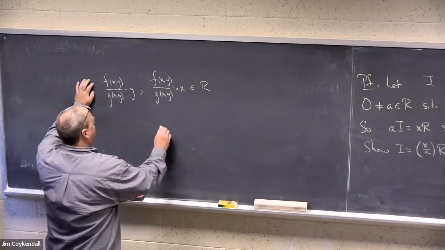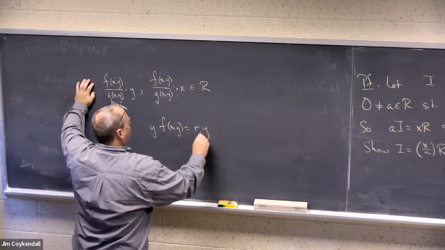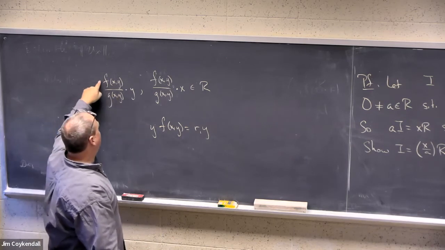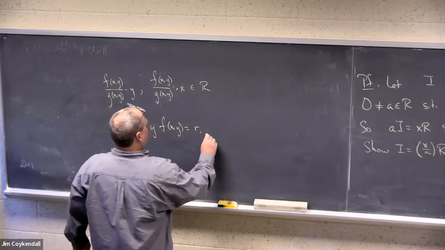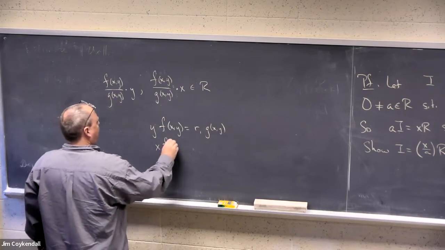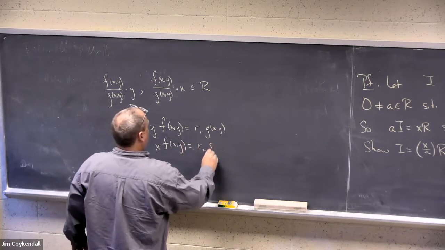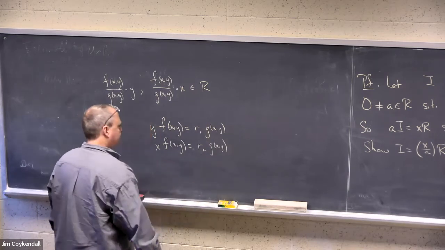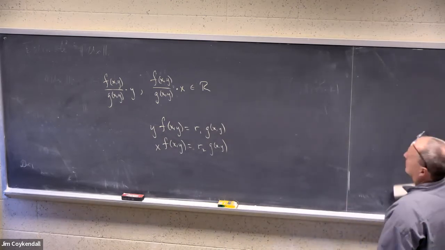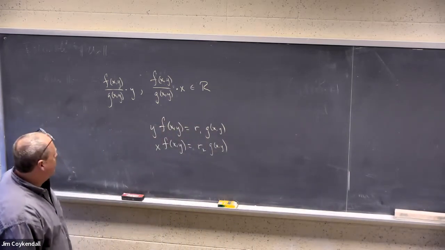This means that Y times F of X, Y is R1 times G of X, Y. And it also means that X times F of X, Y is R2 times G of X, Y. Okay, so anybody see what we can do with that?